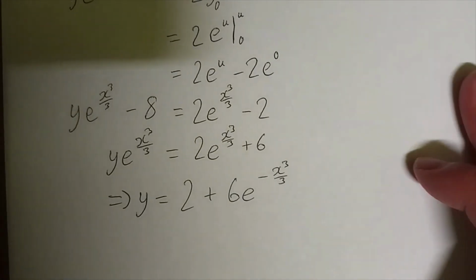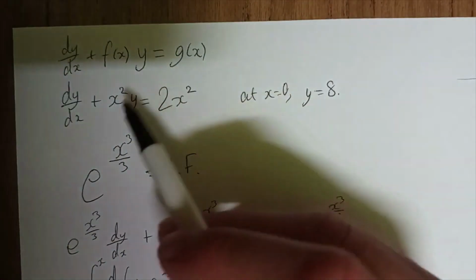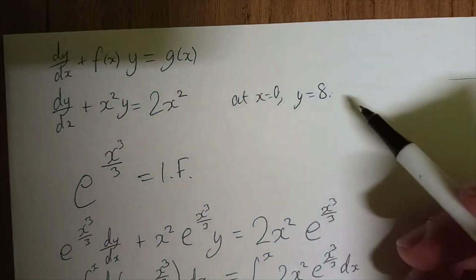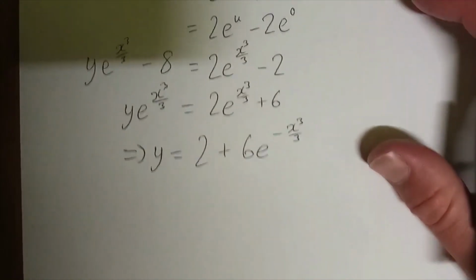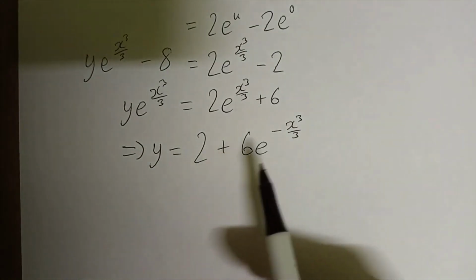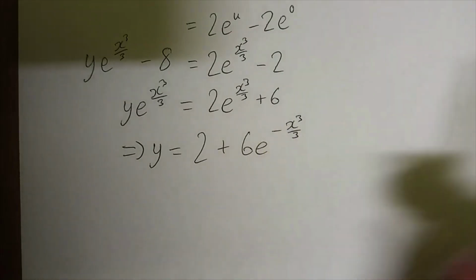So that's our solution to this initial value problem here with this differential equation and this initial condition. Y equals 2 plus 6 times e to the negative x cubed over 3.